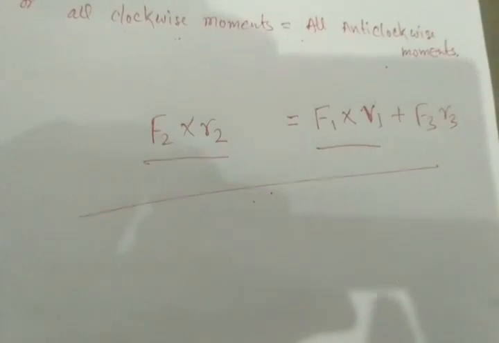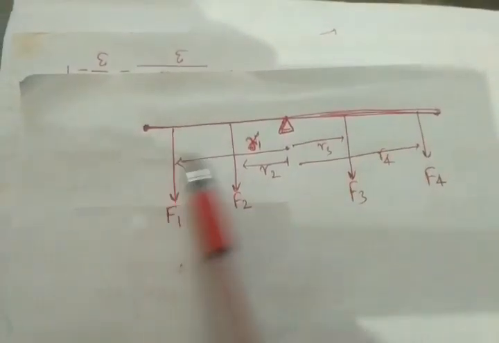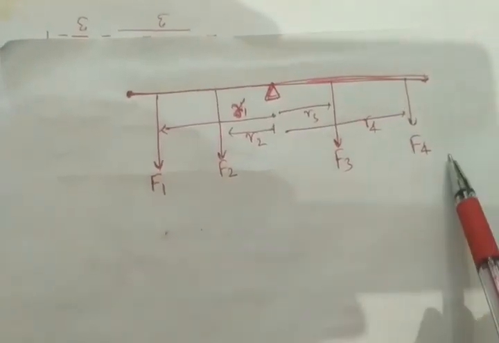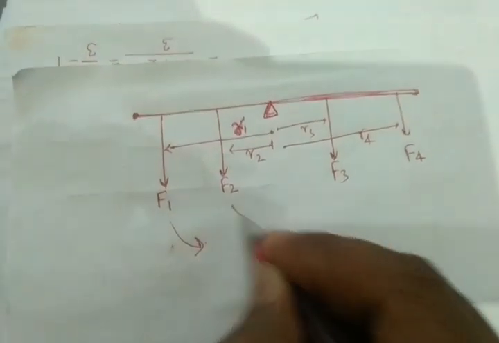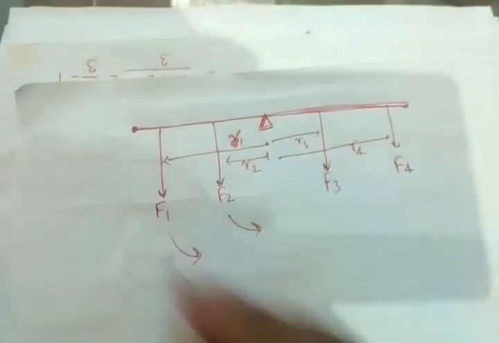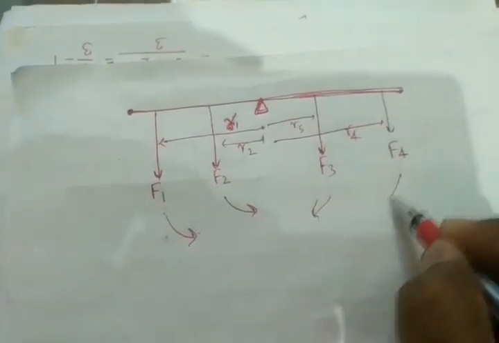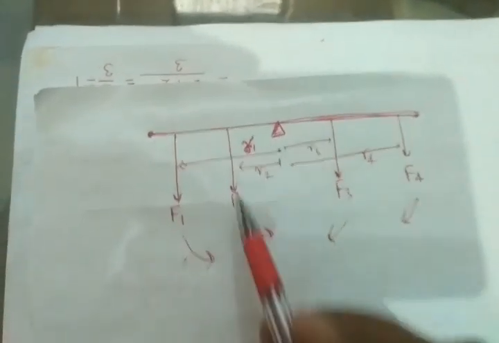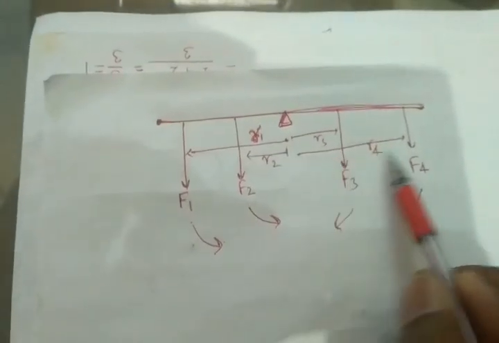Take one more case. Suppose this scale, or any rod, is balanced with a number of forces F1, F2, F3, F4. F1 and F2 are in the anti-clockwise direction, while F3 and F4 are in the clockwise direction about this axis of rotation. Correspondingly, the distances are R1, R2, R3, R4.